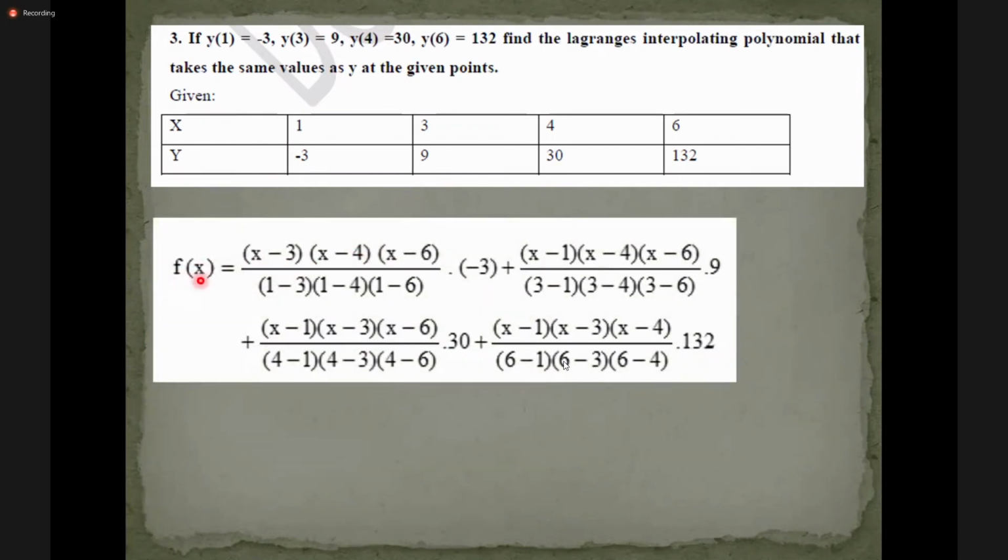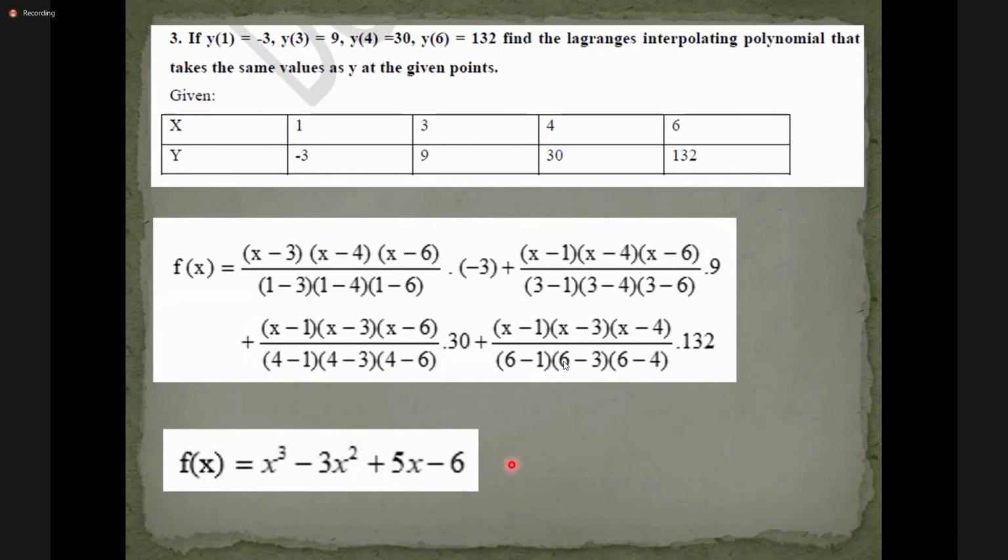So you can see here this is f of x. Everything is replaced. Now the biggest task is to multiply these three brackets. You have to do it one by one. First two you can multiply, then the third bracket. You can do this step by step, and at the end you should get the answer. This is the cubic polynomial. You will get it as 4 pairs are given.